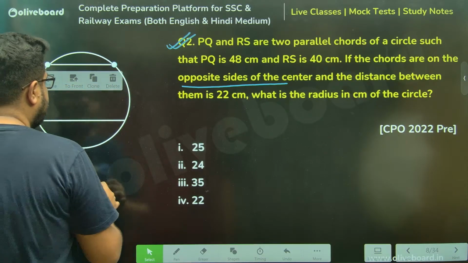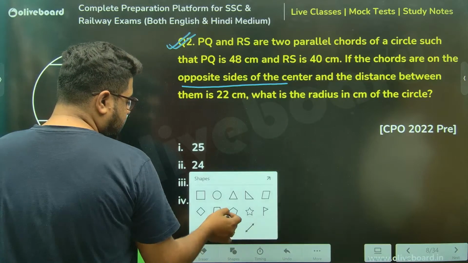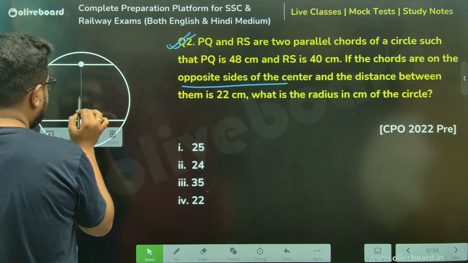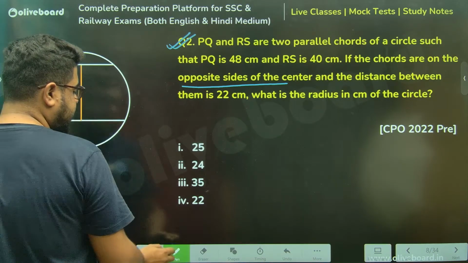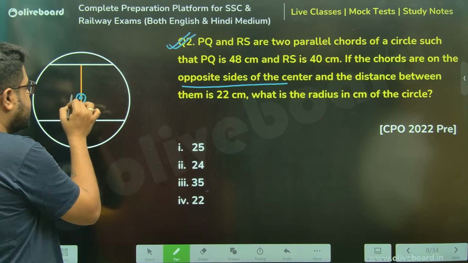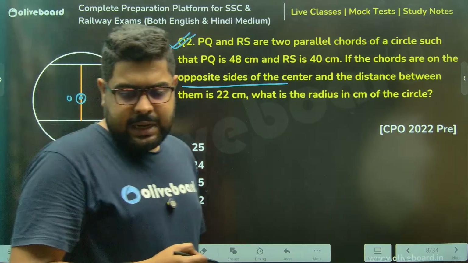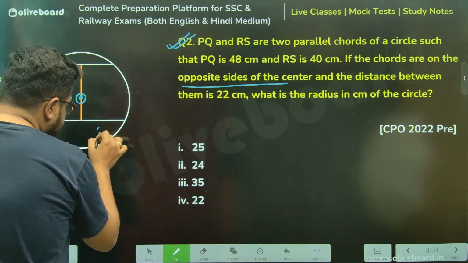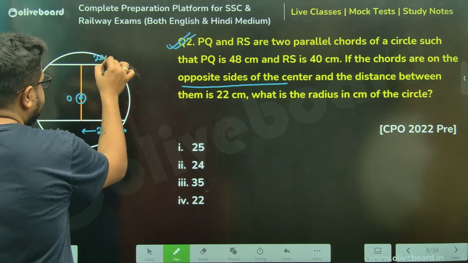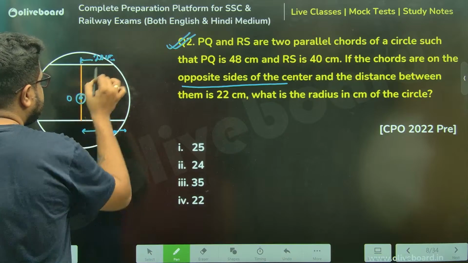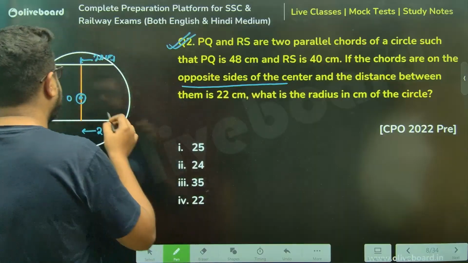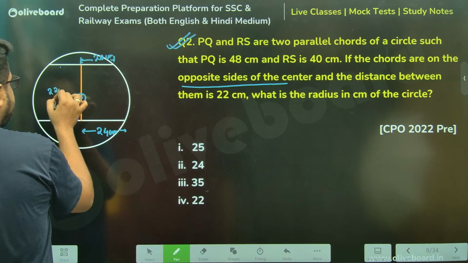Chalo, done. Now, sir, always it's better if you join these two. Sir, center will be on this only. Everyone agrees? Sir, center will be somewhere around here. This is O, sir, center point. Now, this is 48, meaning this much will be 24, half. And this is 40, meaning this much will be 20 centimeters, sir. This is clear, everyone. Now they are asking the distance between the chords is 22 centimeter, meaning this is 22 centimeters.